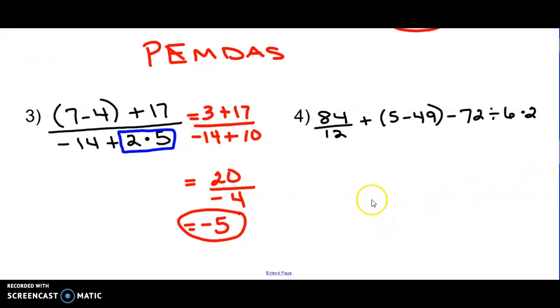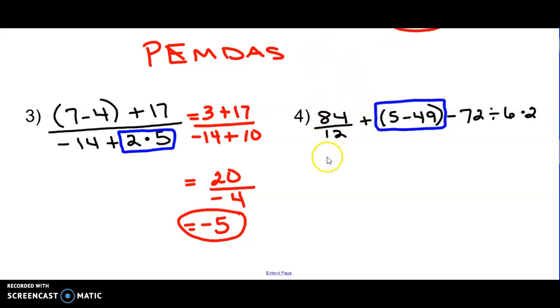All right, let's take a look at number 4. We have a lot going on in this problem. We have division, addition, we have parentheses that we can simplify, subtraction, division, and multiplication. So remember PEMDAS. First, we have to simplify parentheses. So let's go ahead and take a look at this and simplify this.